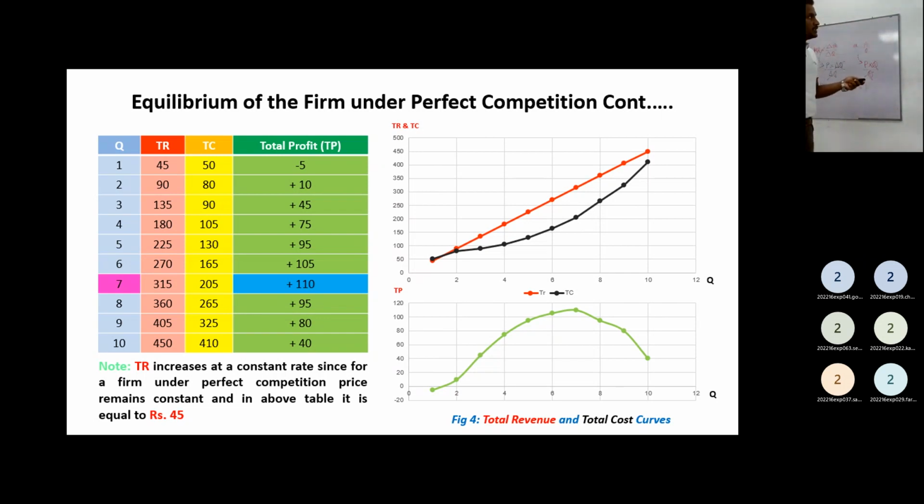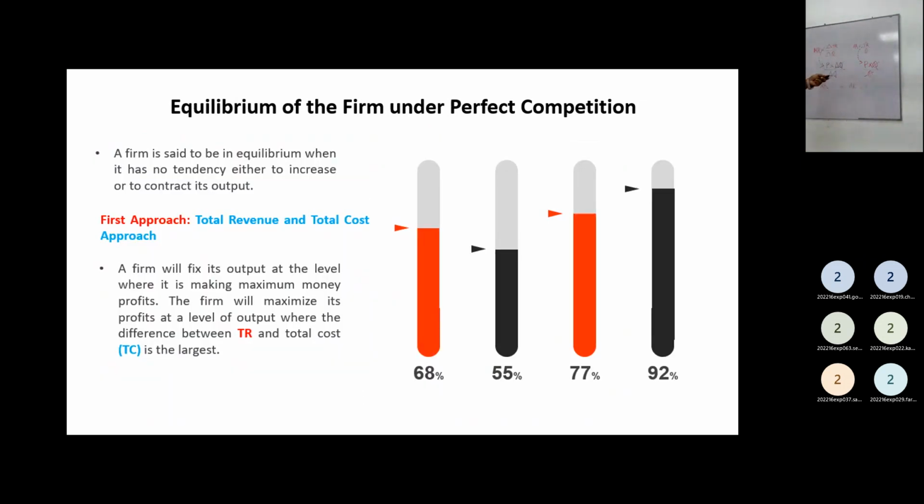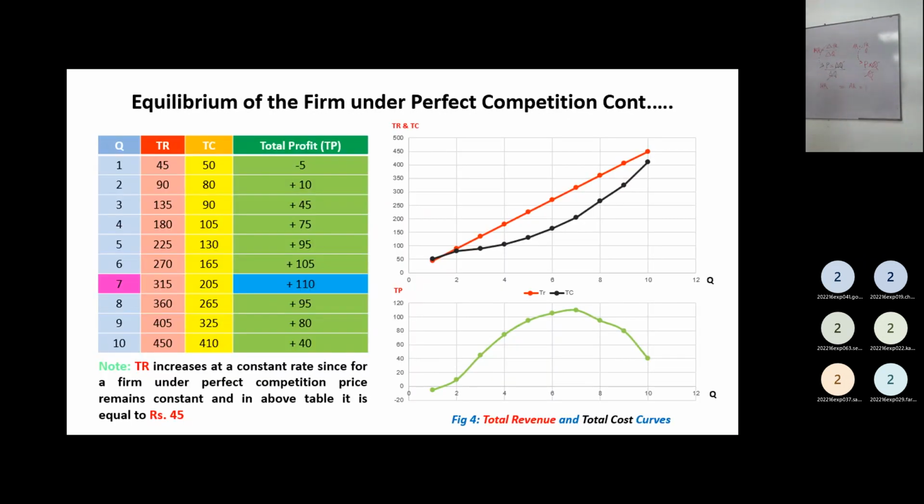That is the situation where the difference between your revenue and the cost is higher. That is your profit, right? The difference between your revenue and the cost is higher. At that point, you are getting the maximum profit, and this is the output level corresponding to your profits. Clear?